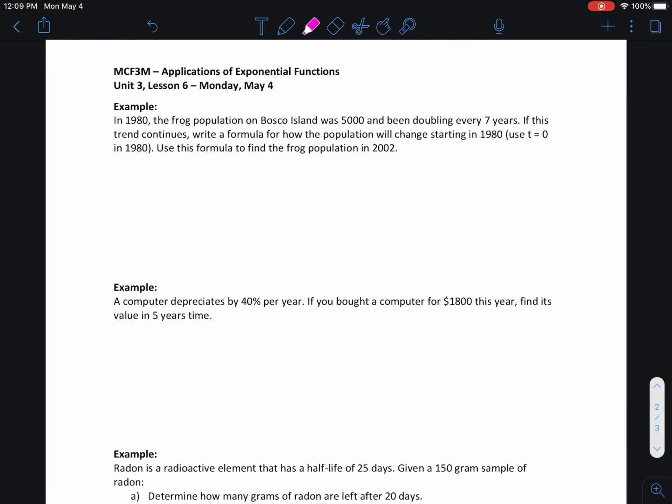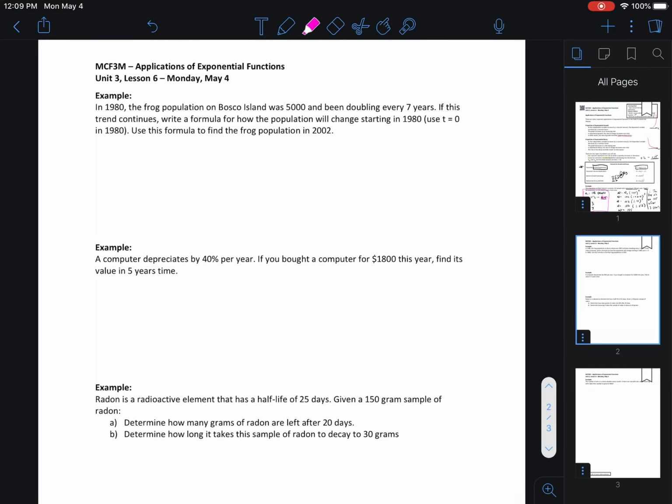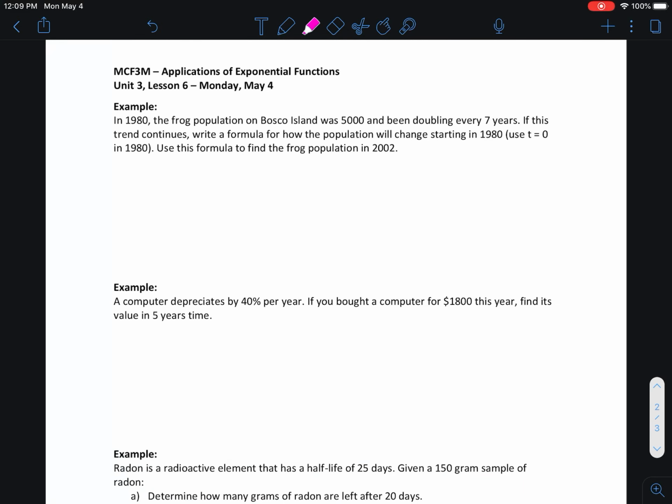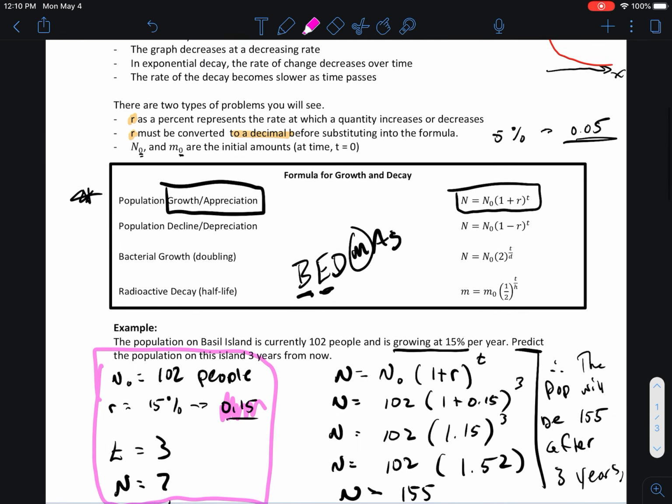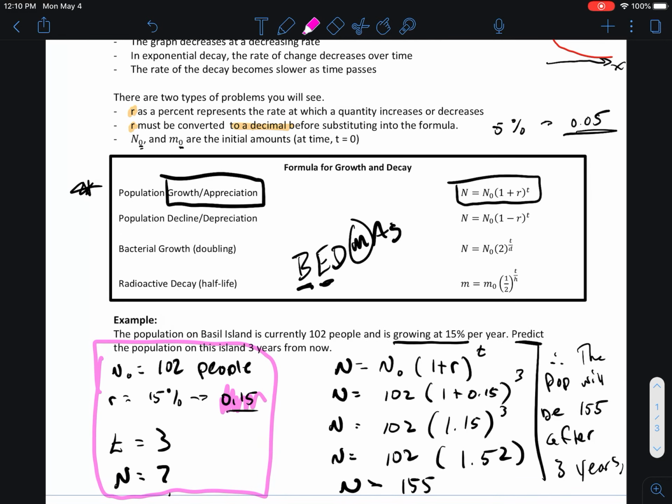In 1960, the frog population on Bosco Island was 5,000 and been doubling every 7 years, okay? So this is an example of every 7 years, the population is now at double what it was 7 years ago, okay? So, in other words, after 7 years, the population would have been 10,000, just to clarify any issues, okay? So if this trend continues, write a formula for how the population will change starting in 1980, use t equals 0 in 1980, okay? So use this formula to find the frog population in 2002.